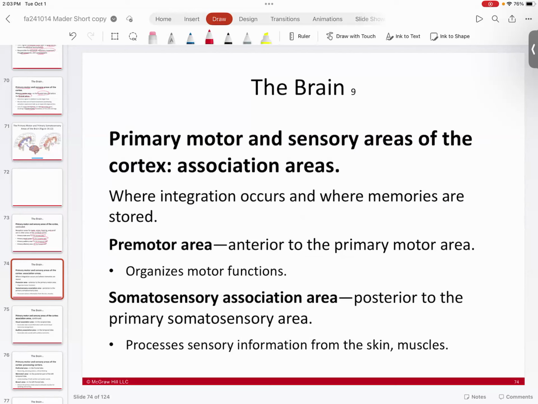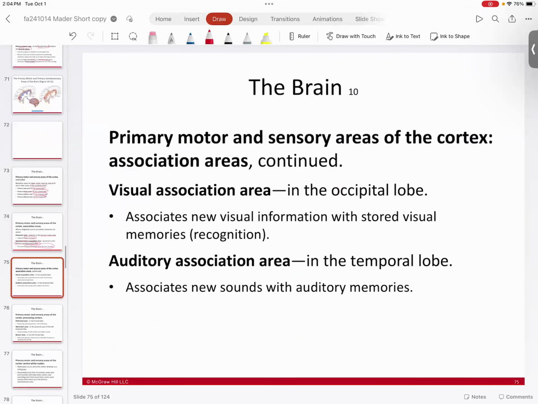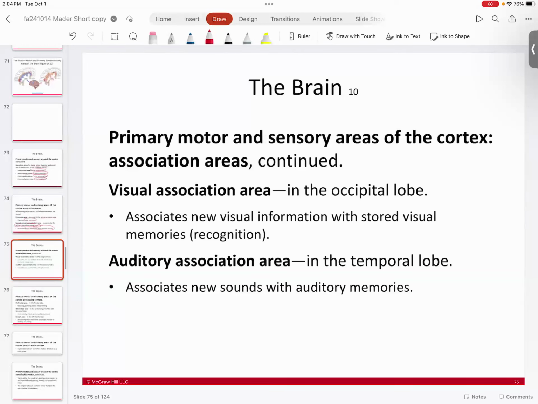Your premotor area is typically anterior to the primary motor area, just one gyrus away, and this organizes your motor functions. Your somatosensory association area, which is posterior to that somatosensory gyrus, is also just one gyrus away, and this will help you to process sensory information from your skin and muscles. So you can see how you organize your cerebral cortex into these major motor and sensory areas. Now let's take a look at your sensory locality.